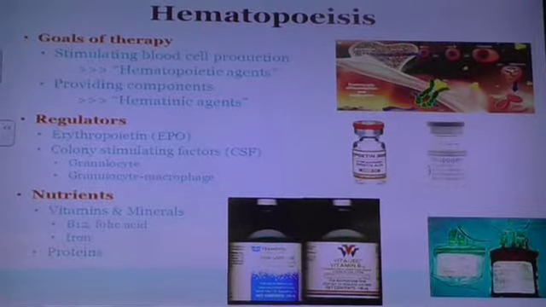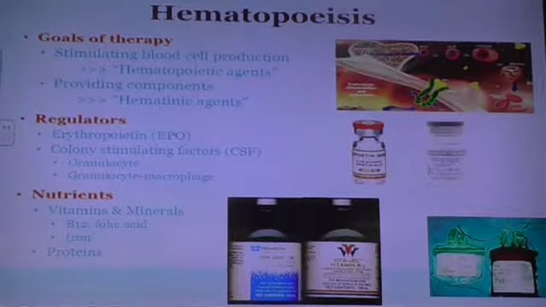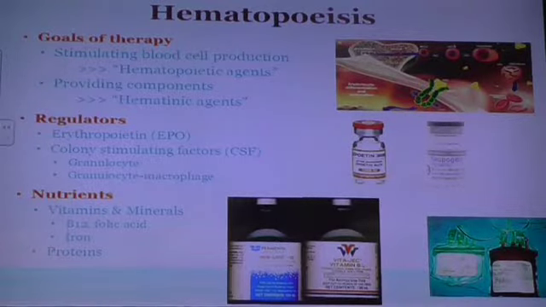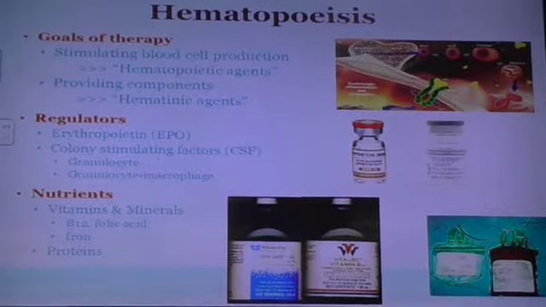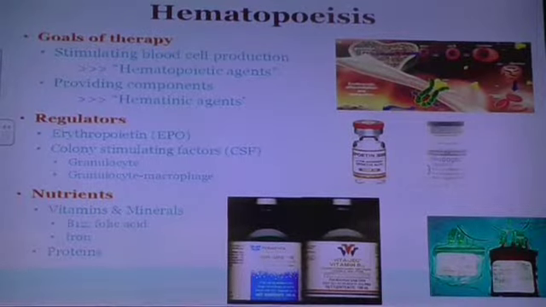For the goal of treatment of anemia, we have to know the underlying cause first, and we can correct that. If we want to stimulate red blood cells to produce more, we need to use hematopoietic agents. But if something goes wrong during maturation, the cells need a lot of nutrients to be produced, so we use hematinic agents to correct that problem.